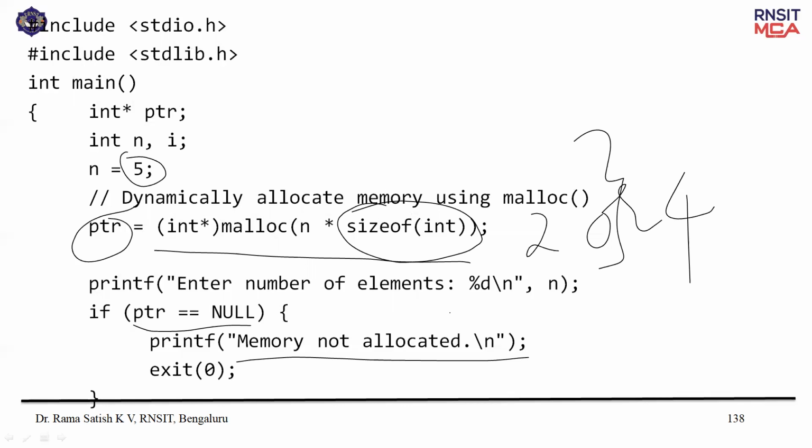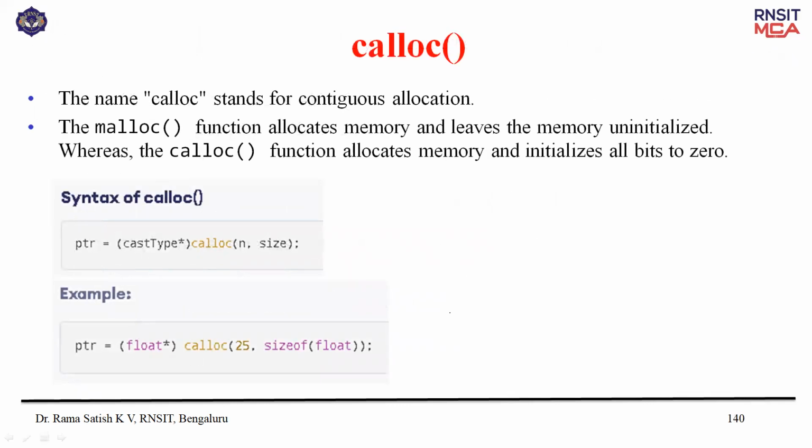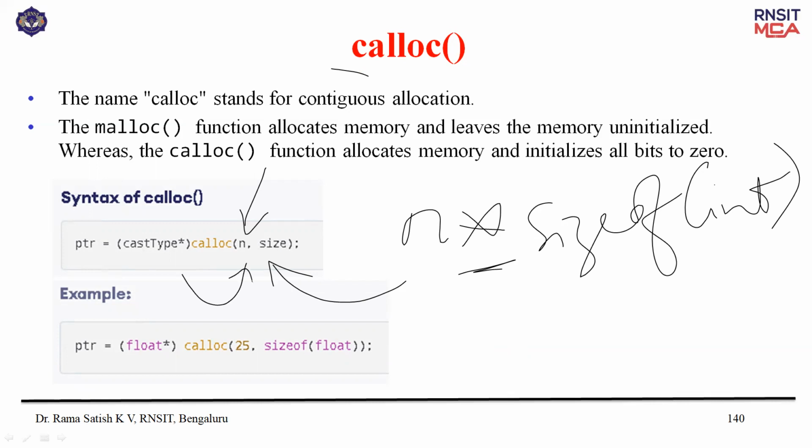Dynamically, you can allocate the memory using malloc. In the same way, calloc also. In calloc, instead of specifying the total size, you specify n separately: n is the number of elements and then the size of each element. In malloc, you do n into sizeof integer, that means you are multiplying. Here in calloc, it will automatically multiply. If you specify n, that's sufficient.